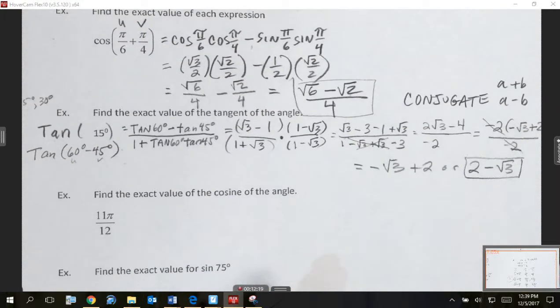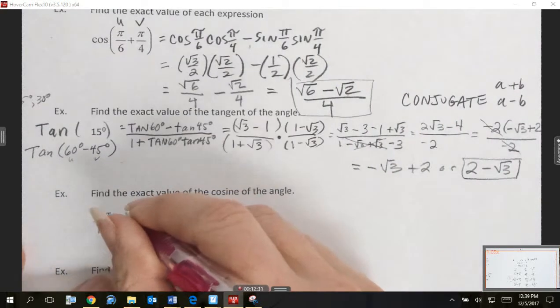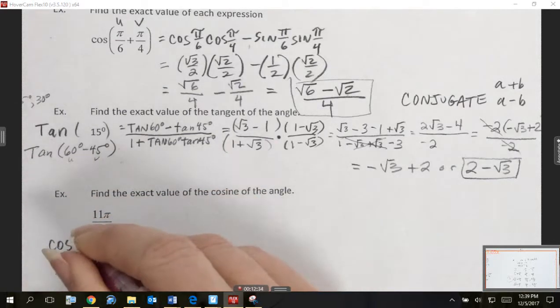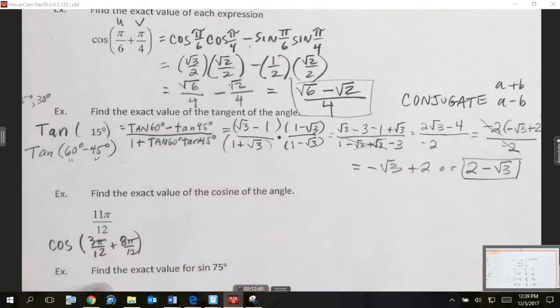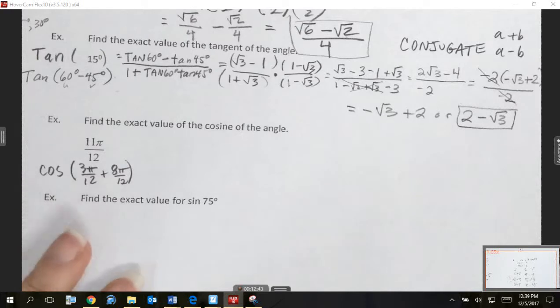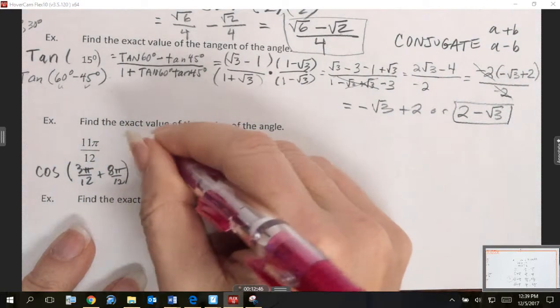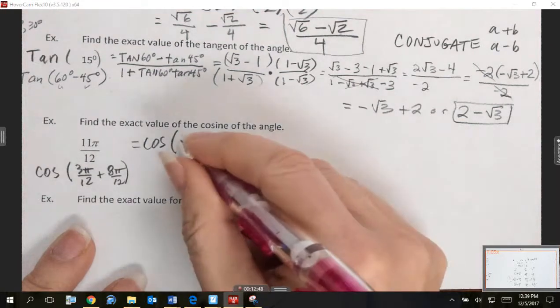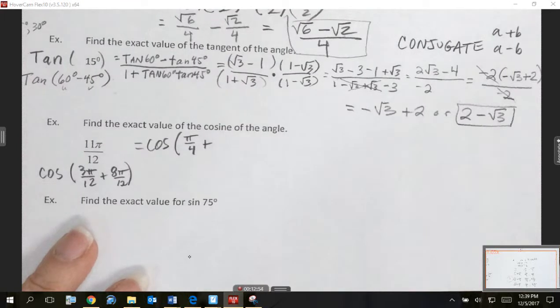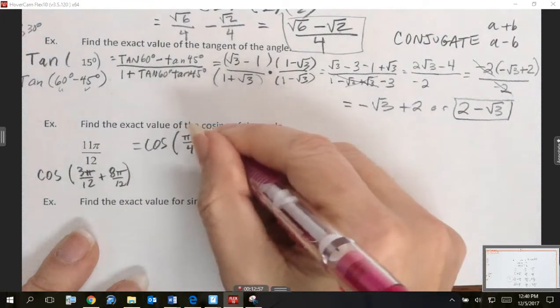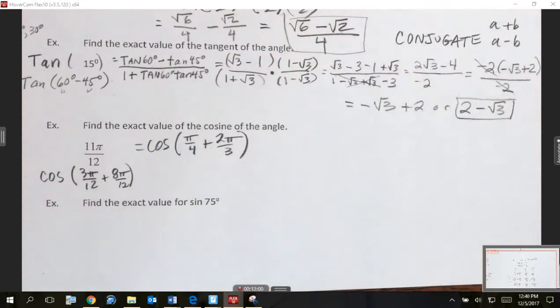Does somebody have another one? What do you think? Oh, 3 and 8. Is that right? So 3 pi over 12 and 8 pi over 12. Is that what you're thinking? So if I have 3 pi over 12 plus 8 pi over 12, does that equal 11 pi over 12? Yes. Okay. And what is 3 pi over 12 reduced? Pi over 4. Okay, that's one I know. And what's 8 pi over 12 reduced? 2 pi over 3. And I should be able to find that one too.